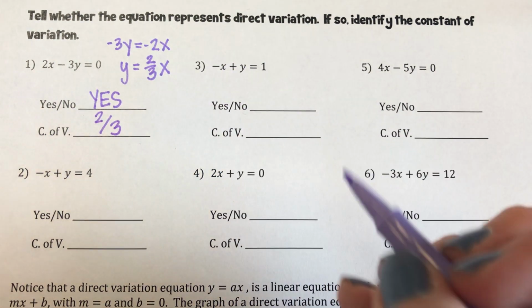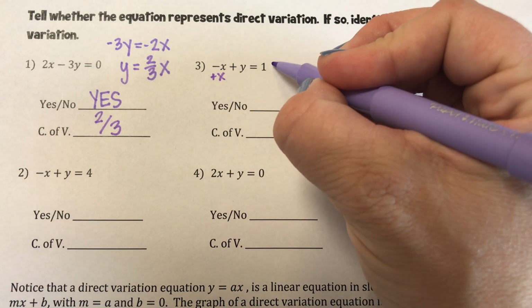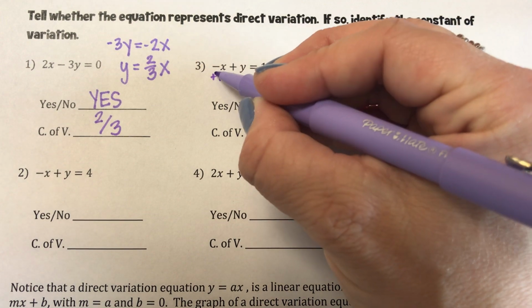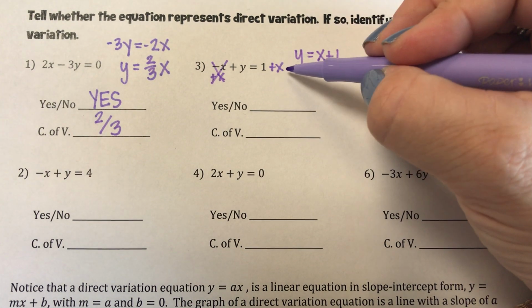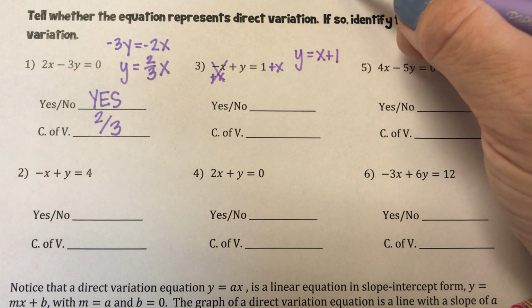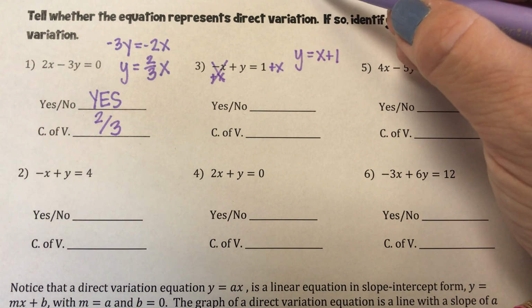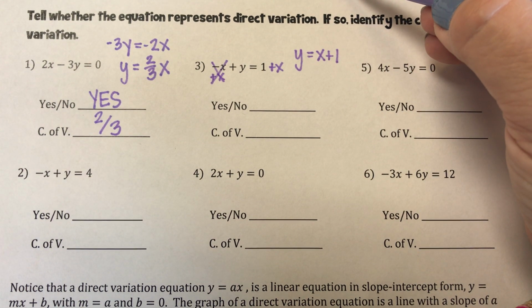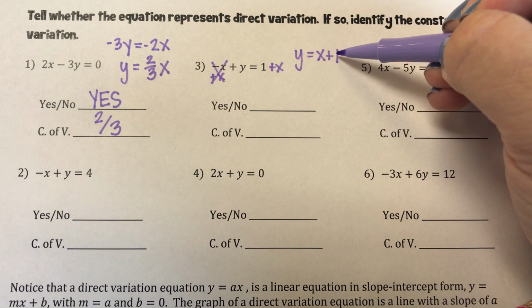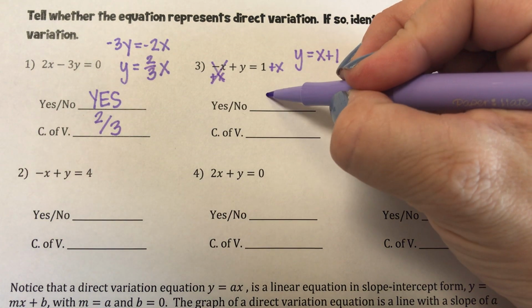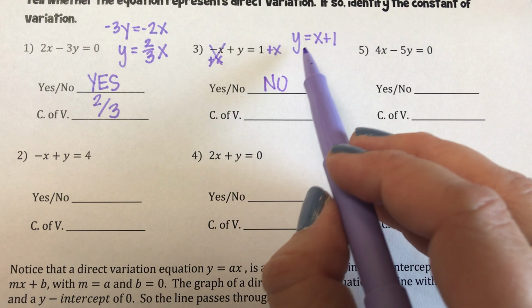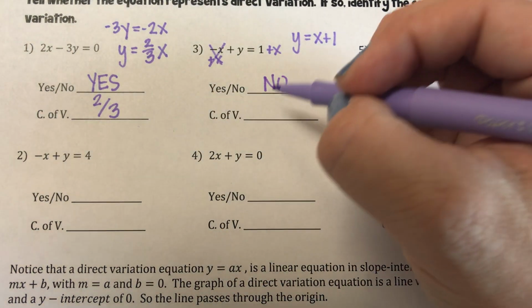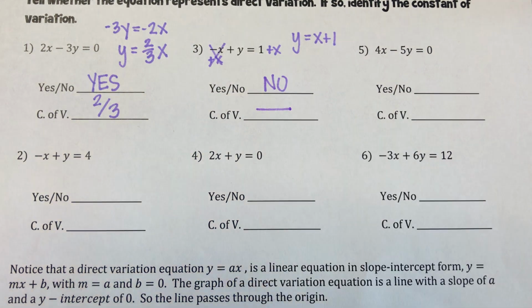Okay, let's look at number 3. How do I get rid of this negative x? I'm going to add it to both sides. So when I solve this one for y, I end up with y equals x plus 1, right? It's 1 plus x. I'm putting it in with the x first. Is this in the form y equals ax? No, it's ax plus something. We can't have anything added here, so this is a no. You can only have y equals a times x. This is y equals a times x plus something, which we don't want. So there's no constant of variation because it's not a direct variation equation.